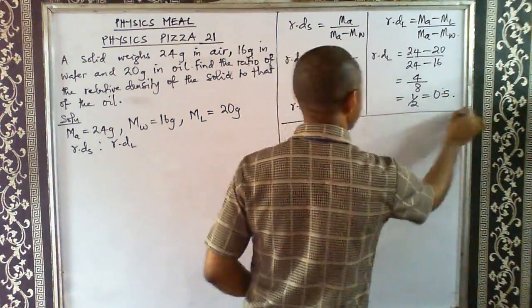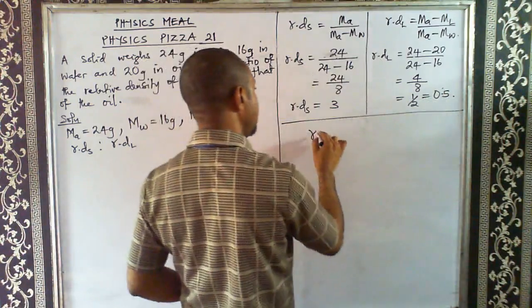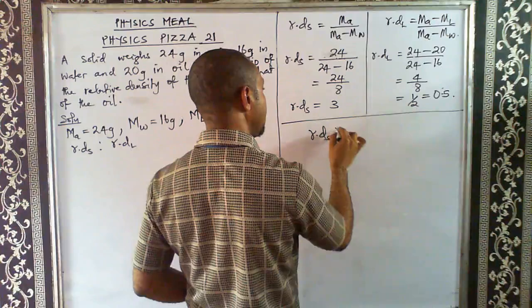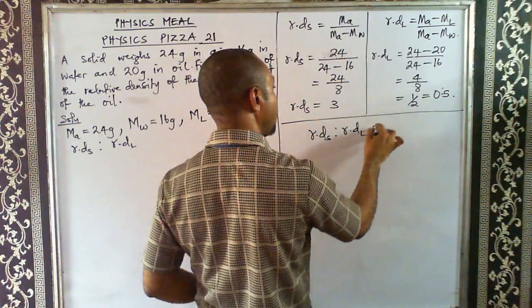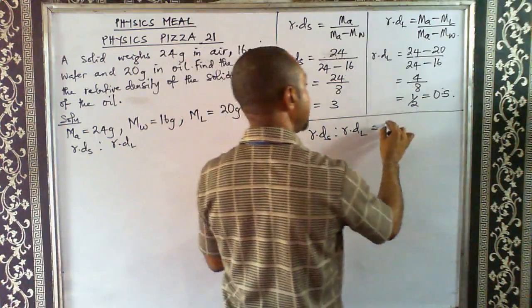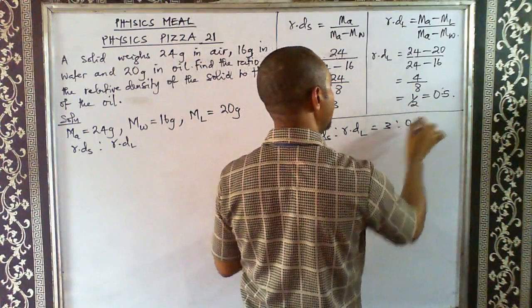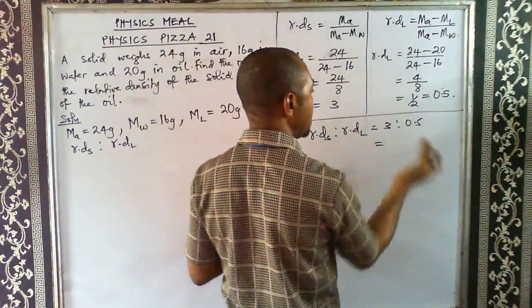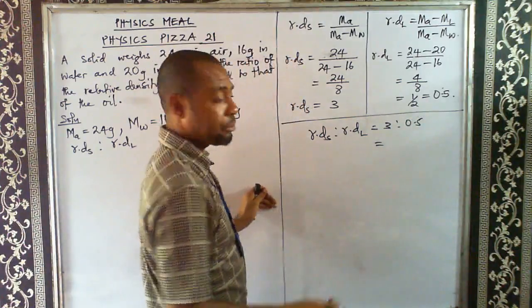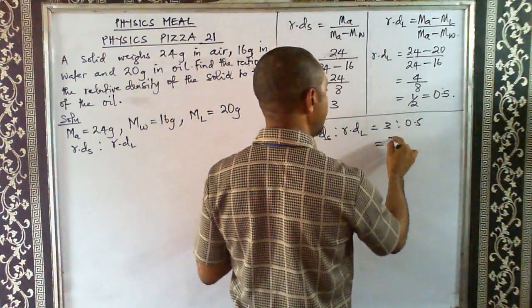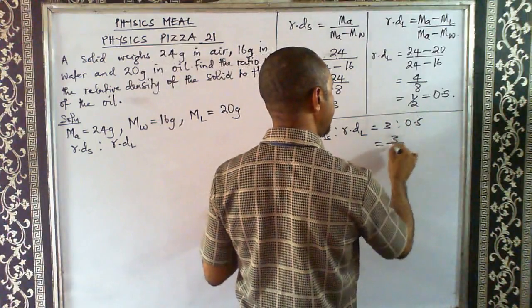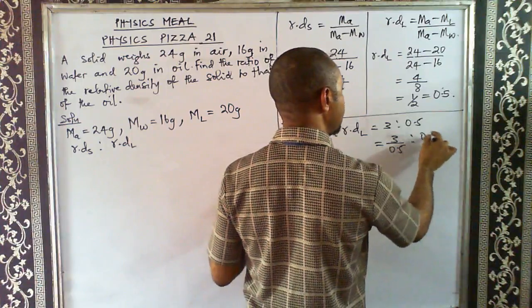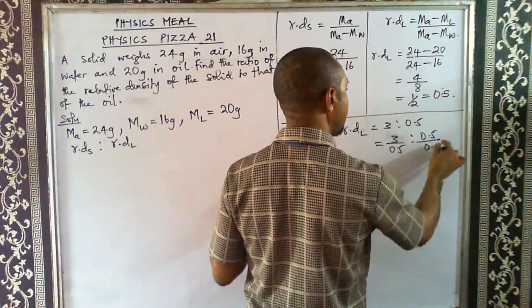So let's take the ratio together. The ratio of the relative density of the solid to the relative density of the oil, which is a liquid, will be 3 is to 0.5. If we reduce this to lowest term, we divide by the smallest number, which is 0.5. So 3 divided by 0.5 is to 0.5 divided by 0.5.